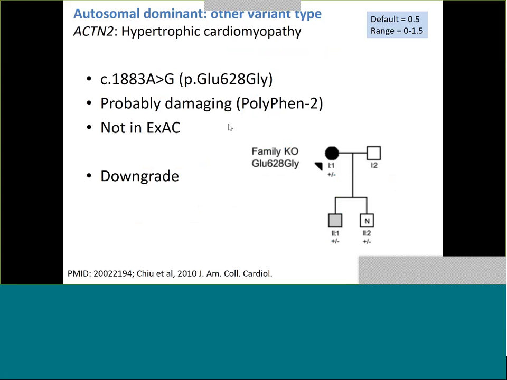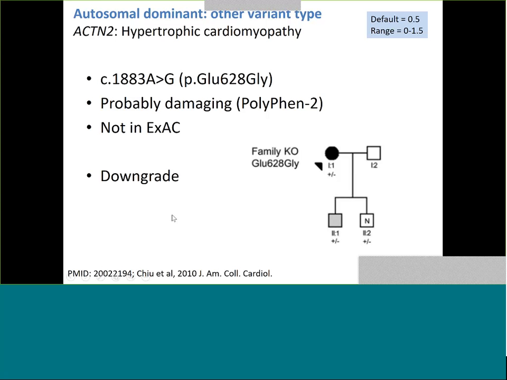This variant was predicted to be probably damaging by PolyPhen 2, not in ExAC, so clearly a rare variant, but there was no other information given in this paper to indicate that this variant could be pathogenic or affecting the protein function in any way. So for that reason, we would consider this to be a variant of unknown significance, but not really enough even to give it the default score, because all you have here is the in silico prediction from PolyPhen. So we would downgrade the score in this case.